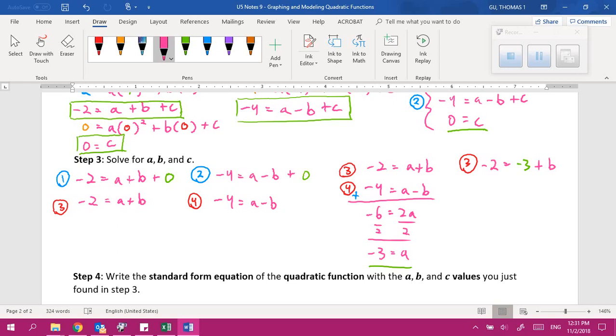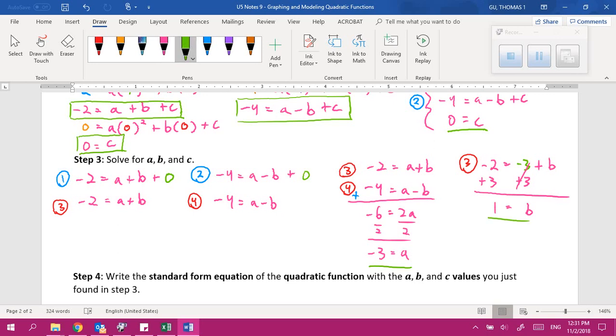And how do I solve for b now from here? You add 3. Add 3, that's right, because we want b by itself. And when we add 3, that means b equals 1. That's right. There we go.